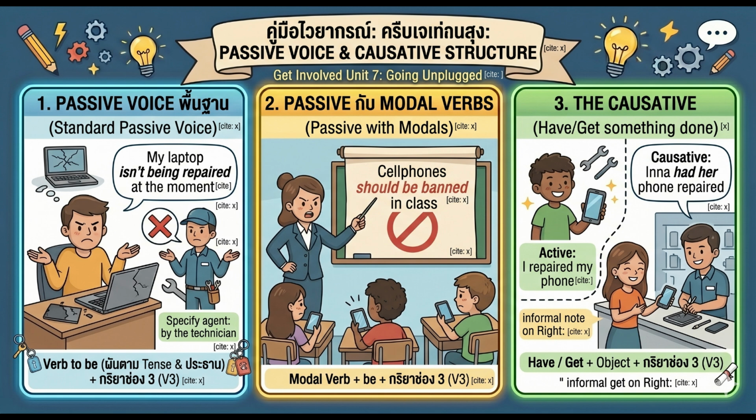And here's the final tricky detail for tests. Get means the exact same thing as have, it's just kind of the informal version you'd use with friends. Keeping these 3 passive structures straight is the ultimate key to acing the test and finally getting to unplug.